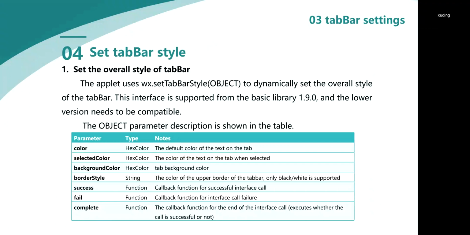Yeah, you see color is the default color of the text on the tab. Selected color, the color of the text on the tab when selected. Background color is the tab background color. Border style is the color of the upper border of the Tabbar, and we support only black, white. We have success, which is the callback function for successful interface call. Fail is the callback function for interface call failure. Yeah, it's the similar functions.